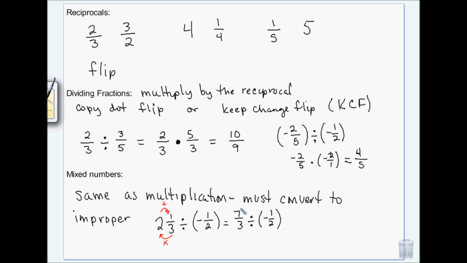And then, of course, I have to do the conversion to multiplication. So I copy, I dot, and I flip. Then I see, can I cross cancel anything? No, I can't. So then I multiply.